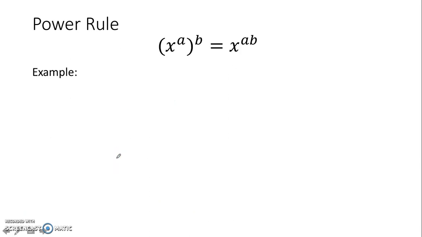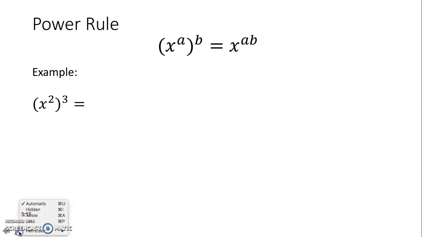The next rule that we're going to talk about is our power rule. So we have x to the a power all to the b power. So when we figure that out, it's x to the a times b power. Remember, when they're smushed together, there's a multiplication symbol in there. So x to the a times b power.